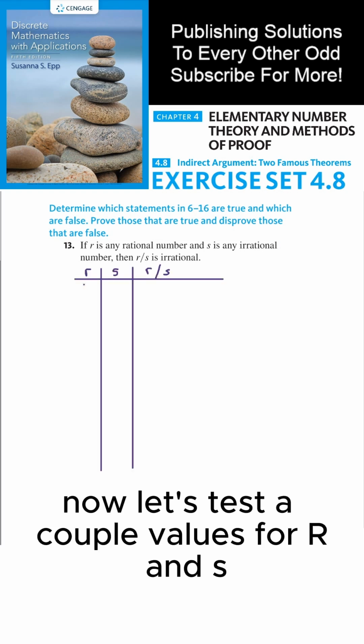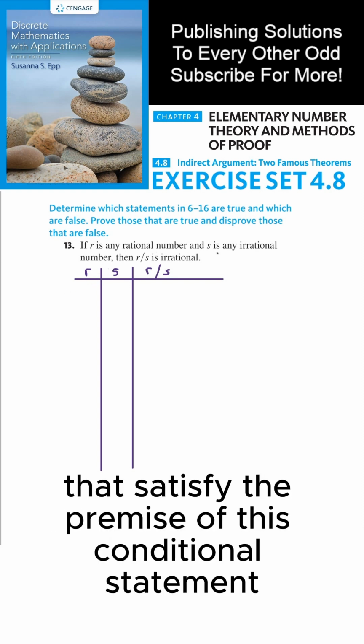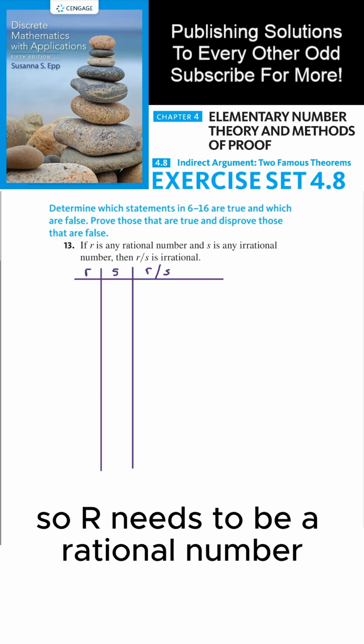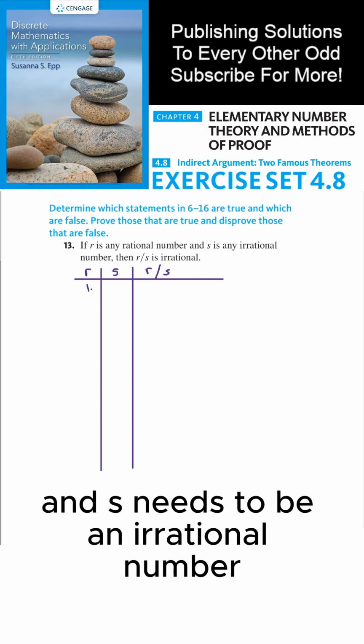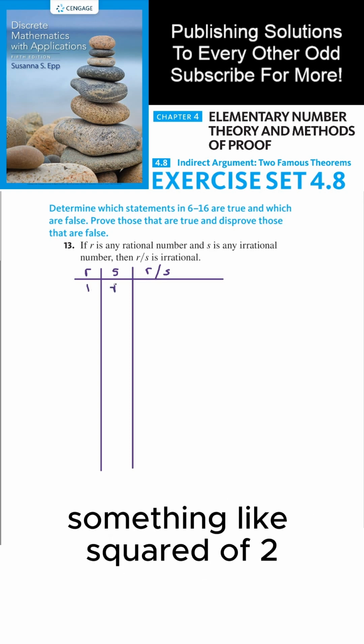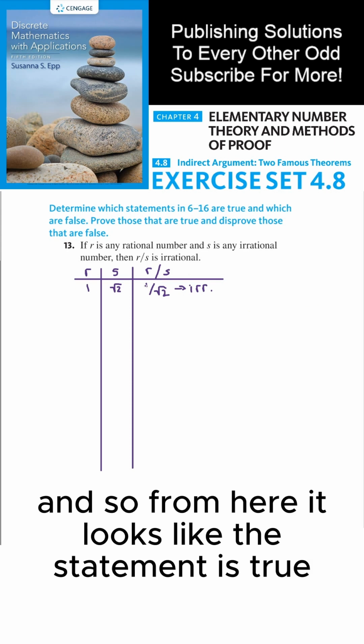Now let's test a couple values for R and S. Let's pick values for R and S that satisfy the premise of this conditional statement. So R needs to be a rational number. I'll pick 1. And S needs to be an irrational number, something like square root of 2. Now 1 over the square root of 2, which is R over S, is irrational. And so from here, it looks like the statement is true.